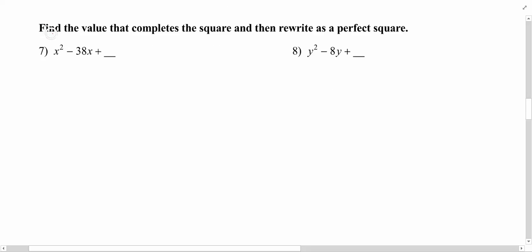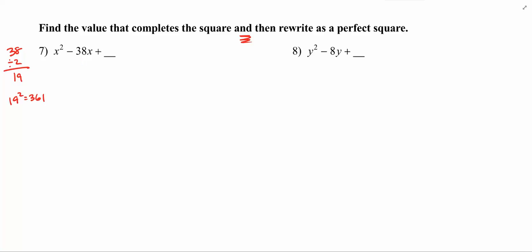For number 7 and 8, we were asked to find the value that completes the square and then rewrite as a perfect square. So the rule to find this is we look at this value here that's in the middle of the group and divide it by 2. Now 38 divided by 2 is equal to 19. Once we have this cut in half, we then have to square 19, square the number that was half of this. So 19 squared is equal to 361. So the value needed to complete the square is this 361.